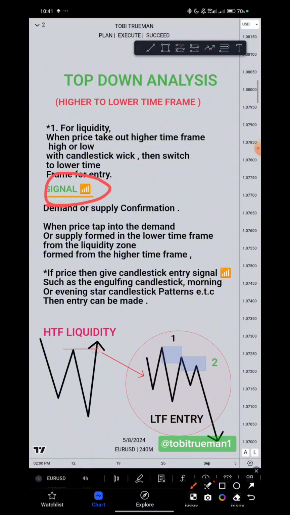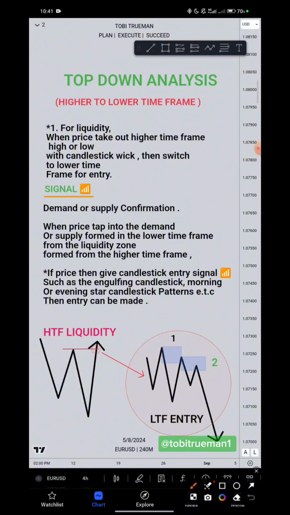What is our signal we are going to apply with our third analysis? It is demand or supply confirmation. I hope you understand. Now, demand or supply confirmation, we can remember that is our number 2 entry model. So that is the signal we're going to be using with our third analysis when it comes to liquidity.